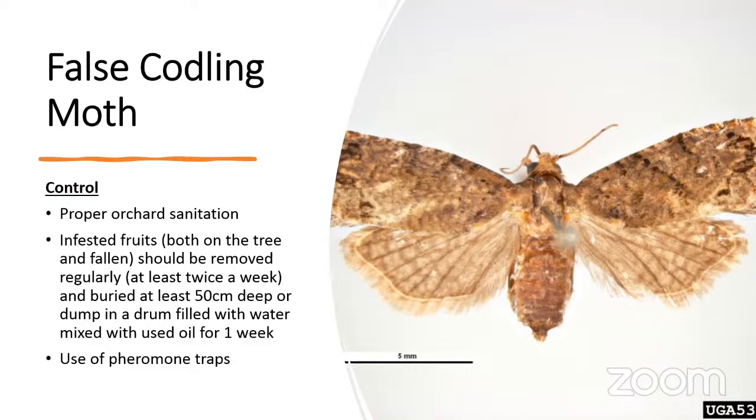If that is not done, you can also put them in a drum of water. Then you also mix it with used oil. The used oil will form a layer on top, which will make the exchange of gases impossible, and eventually the larva will actually die. Then also, there is the use of pheromone traps.